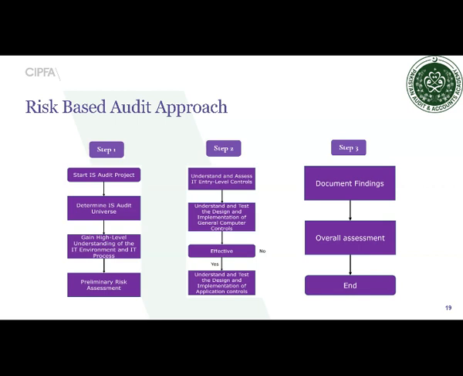These 3 steps basically are the life cycle of an audit. The first one, step 1, is the planning. Step 2 is the execution. Step 3 is the reporting. So the rest of today, we will talk about step 1. We will go through the IS project. We'll talk about how to determine the IS audit universe. We'll talk about how to do an understanding of the IT environment, and then we'll talk about the preliminary risk assessment for the rest of the day.